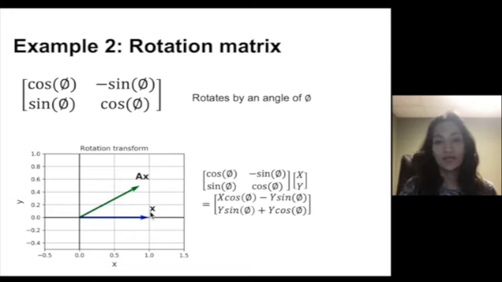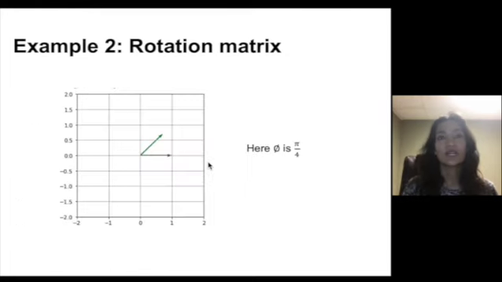A second example is a rotation matrix. A rotation matrix rotates a vector counterclockwise by an angle of theta. When this matrix is applied to a vector, it results in this formula, which comes from the trigonometric formula for angle summation. So you see that here, the vector x was taken from x to Ax, which simply rotated it and did not change its magnitude. In this example, the vector (1, 0) is rotated by an angle of pi over 4, or 45 degrees.